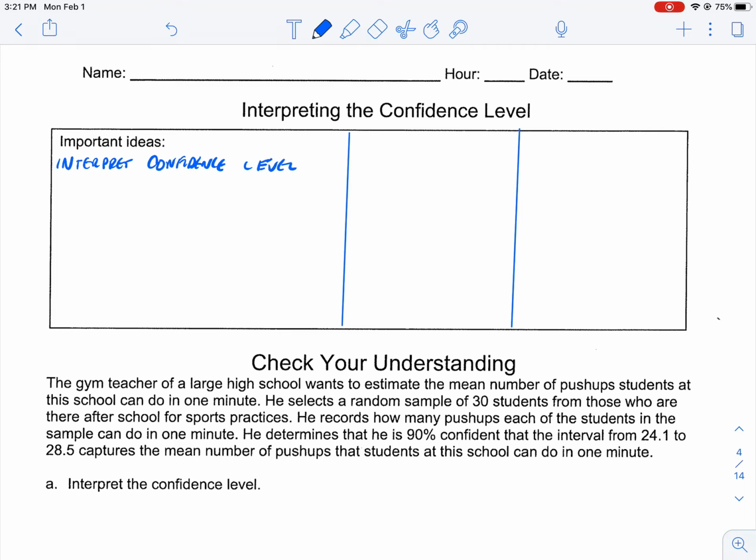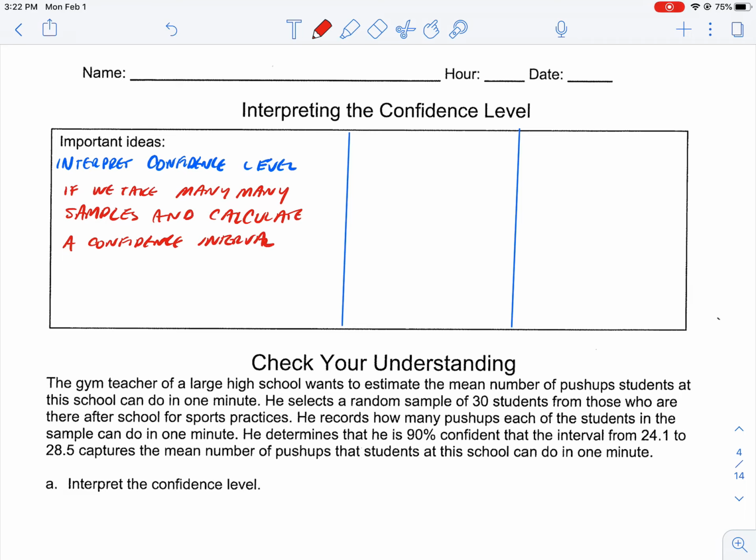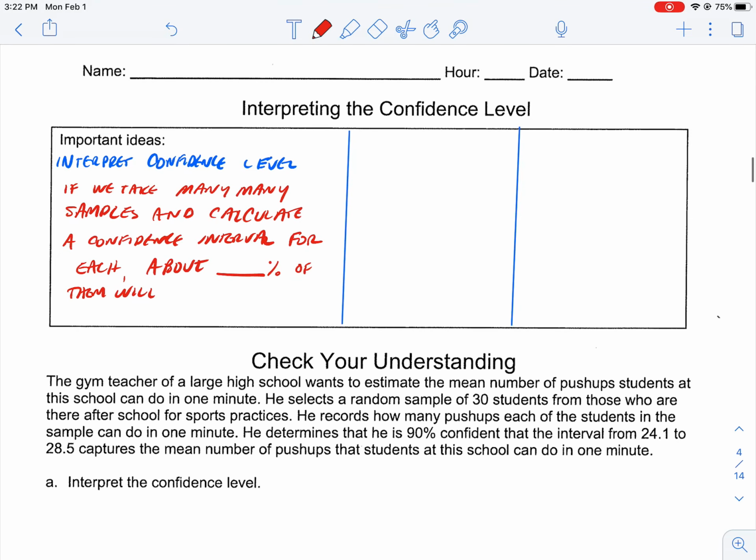Now, this is one of those prompts, kind of a fill-in-the-blank sort of a deal, and we're going to use this in different contexts when we talk about confidence level in general. This is what it looks like. If we take many samples and calculate a confidence interval for each, about blank percent of them will contain or capture. Let's use the word capture. That's a better word, capture.